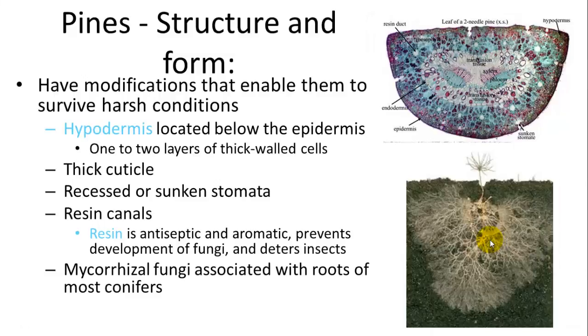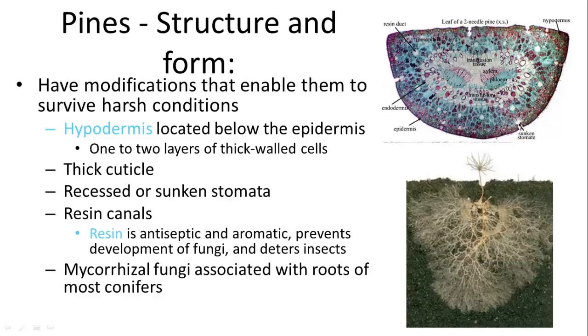They have modifications to allow them to live in many different types of conditions, including harsh conditions. So they have a hypodermis, which we talked about, which we've seen under the microscope. Basically an extra layer for their leaves. They have 1 to 2 layers of thick walled cells, which is the hypodermis. They have a thick cuticle.